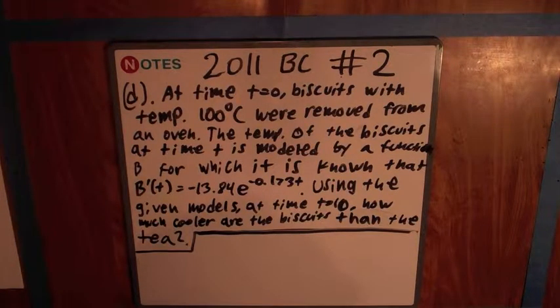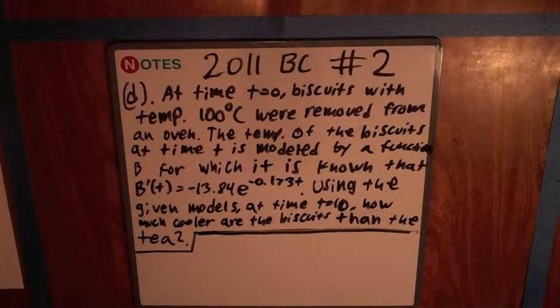Part D. At time t equals 0, biscuits with temperature 100 degrees Celsius were removed from an oven. The temperature of the biscuits at time t is modeled by a function b, for which it is known that b prime of t equals negative 13.84 times e raised to the negative 0.173 t. Using the given models at time t equals 10, how much cooler are the biscuits than the tea?